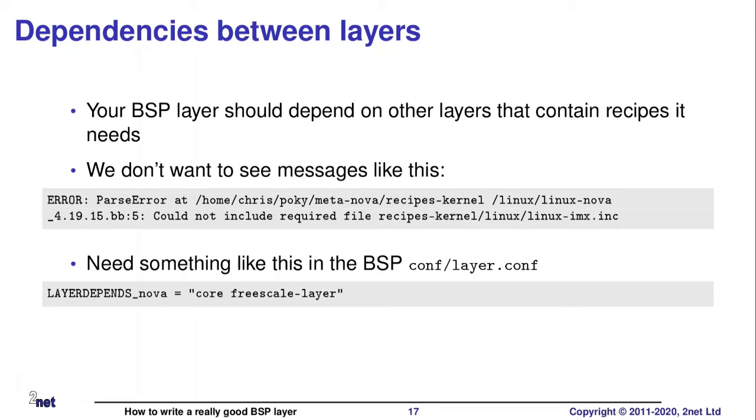Dependencies. People don't seem to be very well aware of how you specify dependencies between layers. When I was doing a bit of research for this yesterday, I noticed one fairly well-known BSP layer kicked out this kind of thing here. I just included their BSP layer without anything else, and it says, oh, you need a linux-imx. So what they really needed is something like this, so that in their layer.conf we have a dependency that says this requires the Freescale layer, and the Freescale layer includes this file. We could probably work that out without this information, but it makes life easier if you explicitly put your dependencies in your layers.